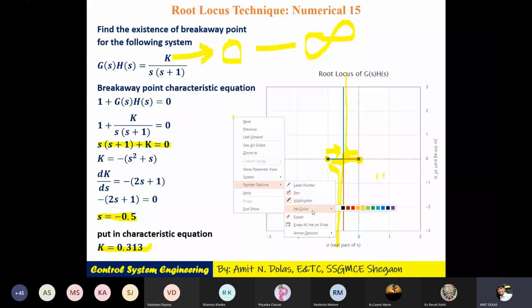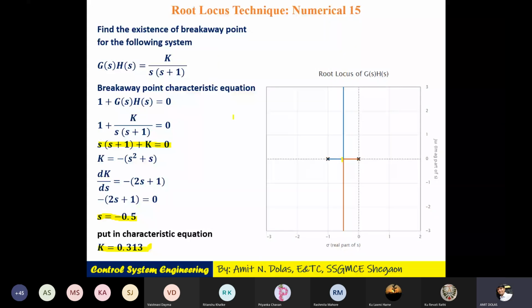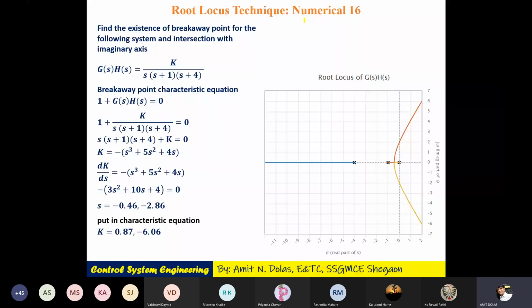Okay, going towards the next. Another example. Find the existence of the breakaway point. We have to find the same thing. We are not discussing the previous things right now, such as asymptote and angle of asymptote, the following system, and intersection with the imaginary axis. This is new. We have to find the breakaway point and the intersection with the imaginary axis. So this is the transfer function: K by s into s plus 1 into s plus 4.